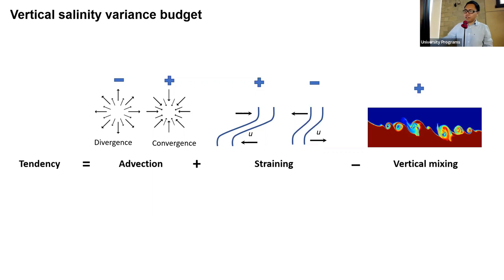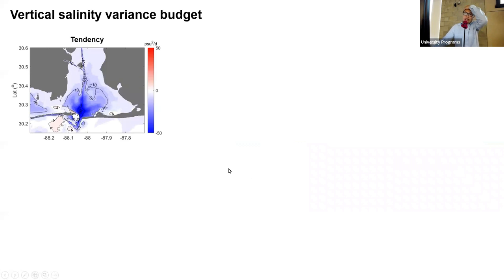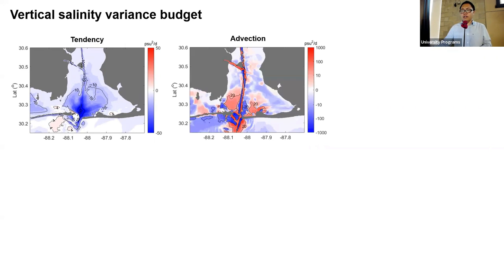By comparing the magnitude of these terms, we are able to tell the dominant processes in the response under wind. Here we show the distribution of each term at peak wind speed. The blue color means a decrease of stratification. In the tendency term, we can see it is all negative blue, which means the wind decreases stratification in the bay almost everywhere. And then the advection term is the transport. Clearly, we have a larger magnitude in the lower part, I mean, the transport is dominant in the lower bay.